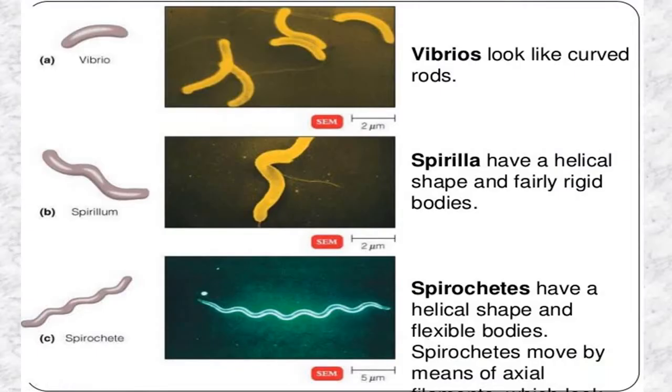Now the third one is spirilla. If it is rod-shaped but curved and comma-like, it is called Vibrio. If it is spiral, it is of two types, spirillum and spirochete. When the spiral is thick and rigid, it is called spirillum, and if it is thin and flexible, then it is called spirochete.